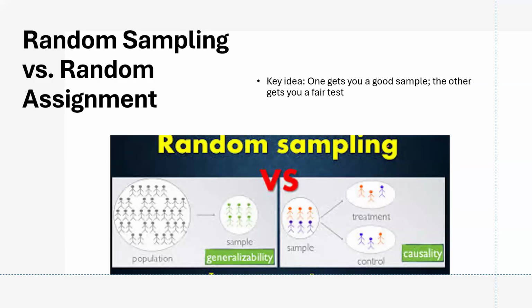These two processes are often confused. Sampling helps us generalize to the population. Assignment helps us ensure fair comparison between groups. Both rely on randomness, but they serve very different purposes.